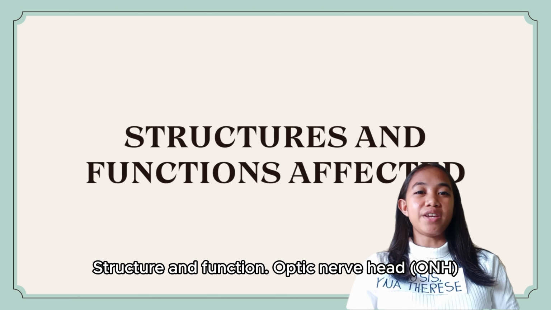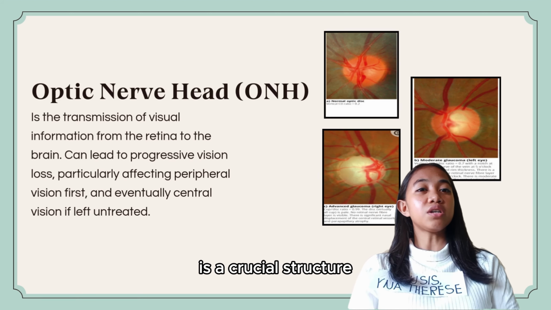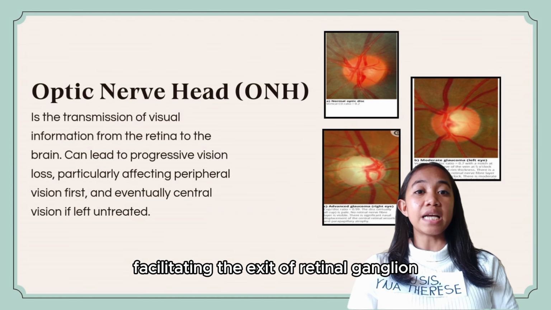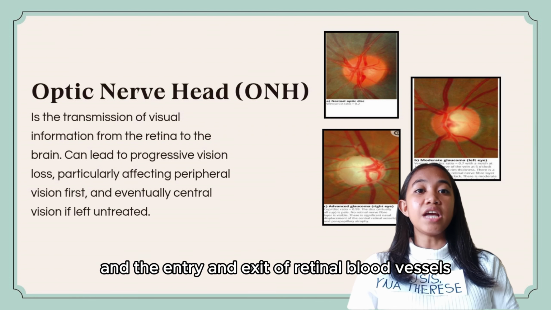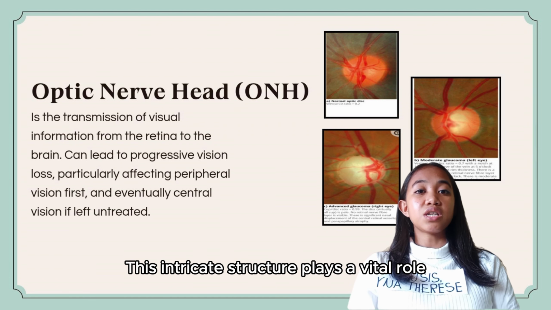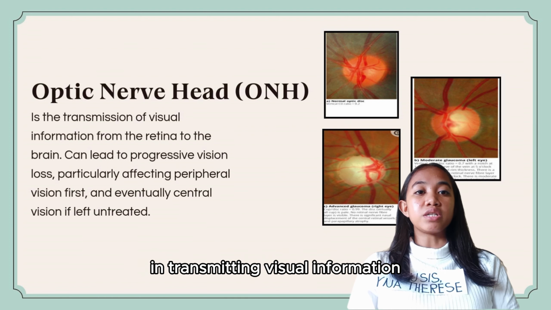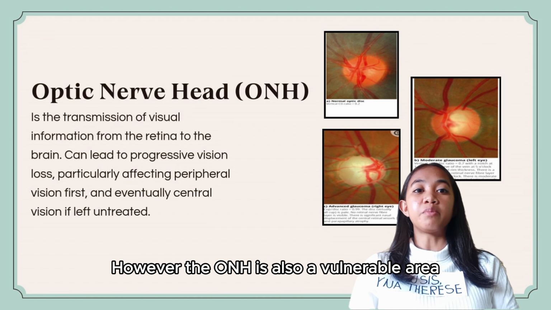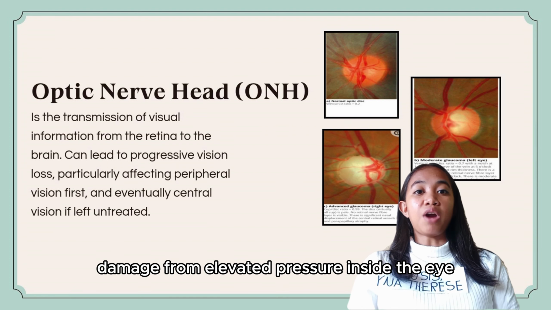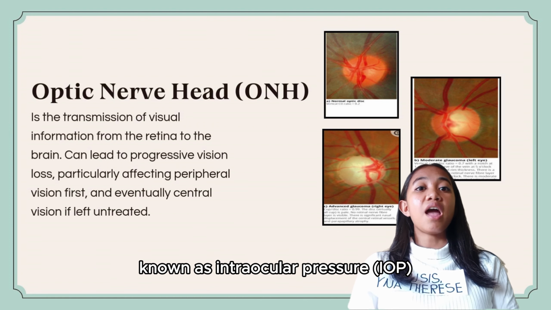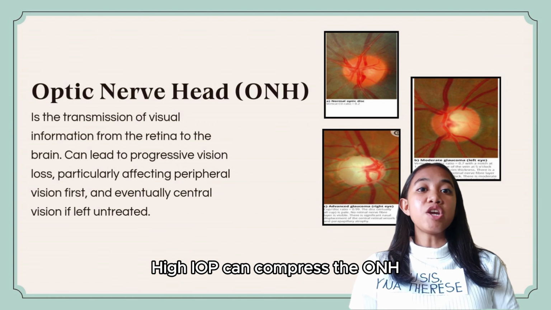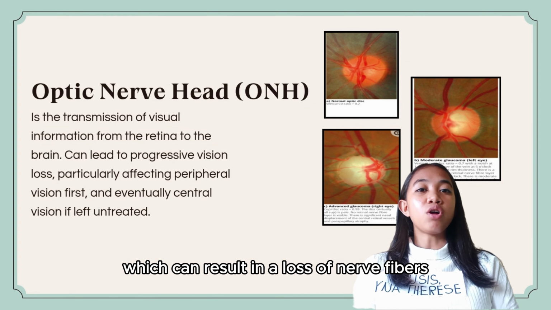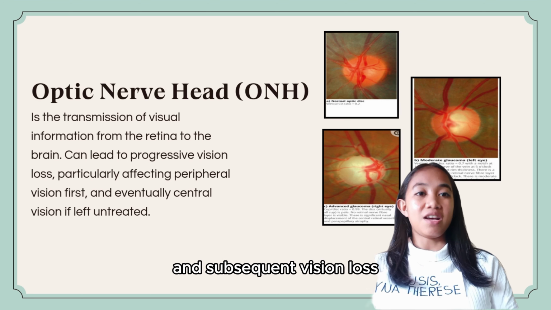Structure and function. The optic nerve head, ONH, also known as the optic disc, is a crucial structure located in the posterior ocular fundus. It serves as a critical junction facilitating the exit of retinal ganglion cell axons and the entry and exit of retinal blood vessels. This intricate structure plays a vital role in transmitting visual information from the retina to the brain. However, the ONH is also a vulnerable area susceptible to damage from elevated pressure inside the eye, known as intraocular pressure, IOP. High IOP can compress the ONH, leading to damage of the nerve fibers and lamina cribrosa, which can result in a loss of nerve fibers and subsequent vision loss.